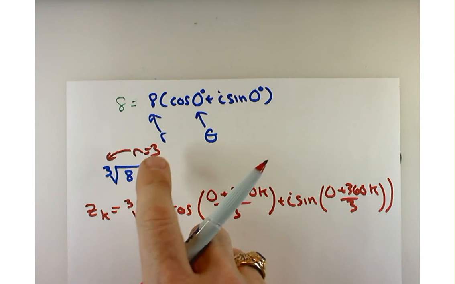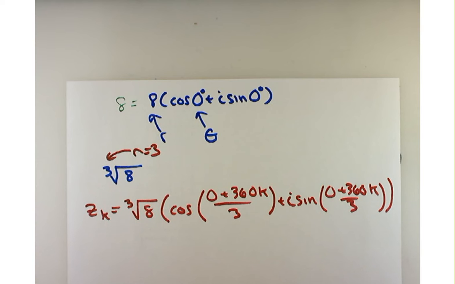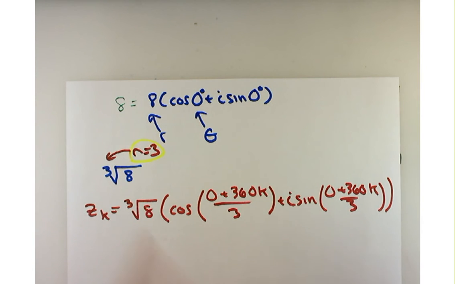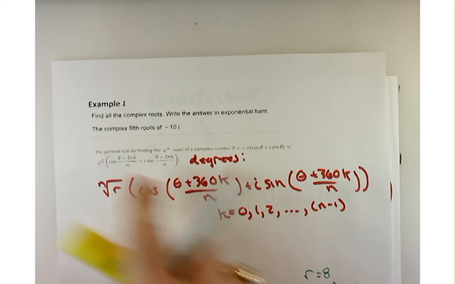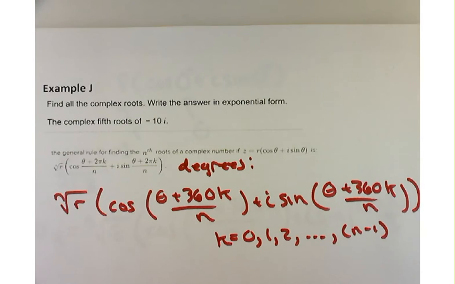And we want to find the cube roots of that. So that means n equals 3. I'm going to put this into our formula for roots. The one in degrees is here, the one in radians is right here. And I can zoom in a little bit on that, make it a little clearer. Theta is 0, 360 times k divided by n, where n is 3, and the cube root of 8.